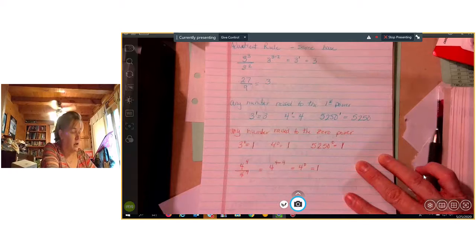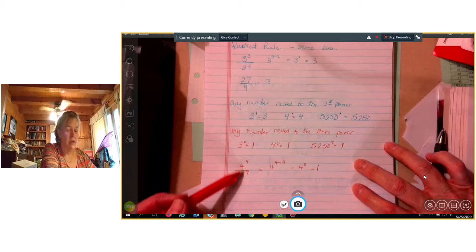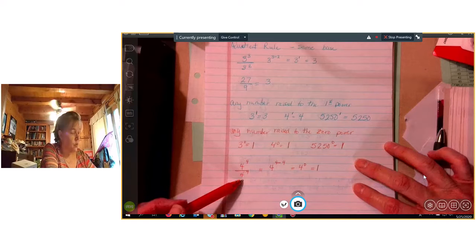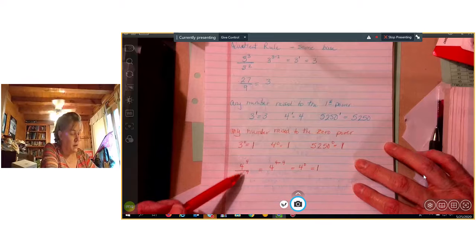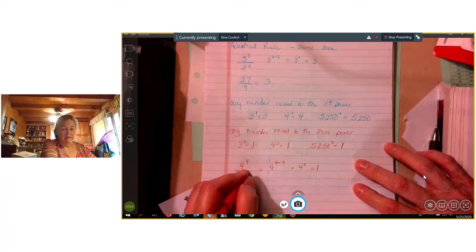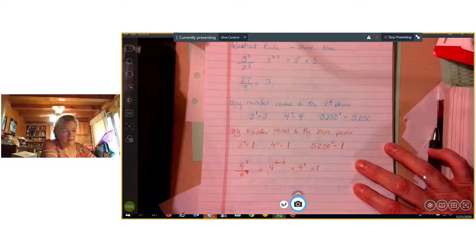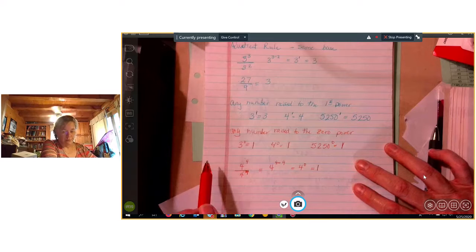Now we should know that any number over itself is always equal to 1. So 4 to the 4th power in the numerator is going to be the same as 4 to the 4th power in the denominator. And so when I subtract those, I equal 1.